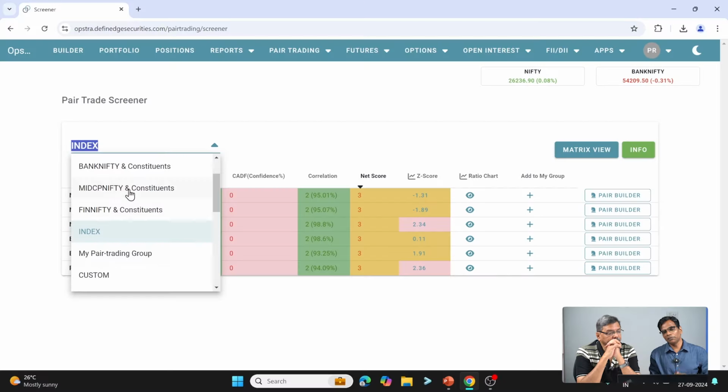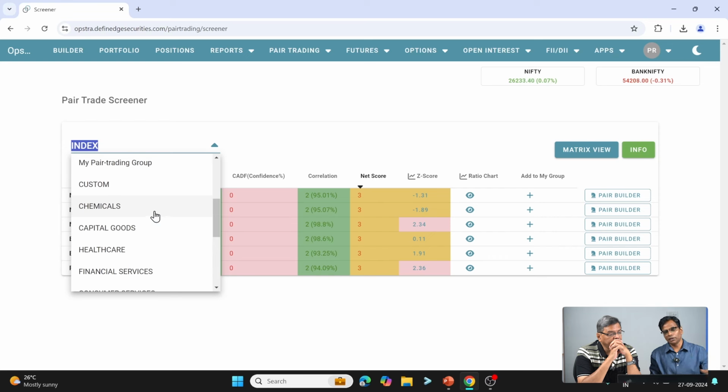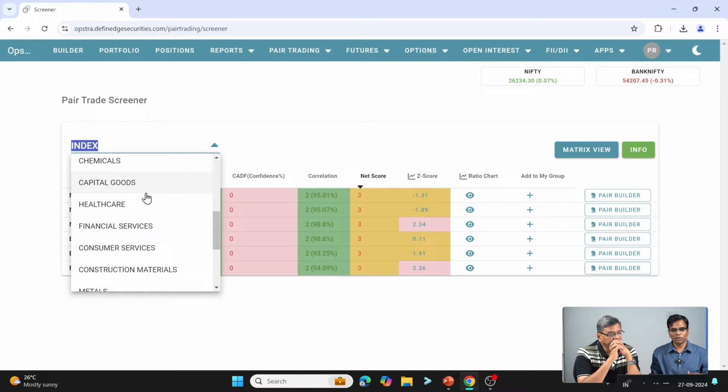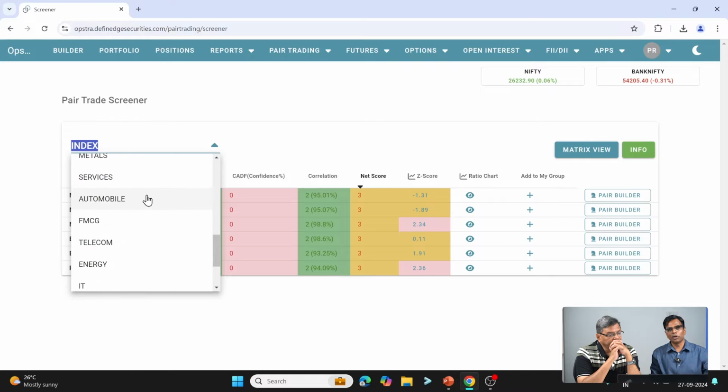But this cannot be done with an index which has no futures. I mean, not a metal index with Tata Steel. That's why we have only those. Now there are some custom groups, and I'll show you what those are, and then other sectors, where we know which stocks belong to which sector.